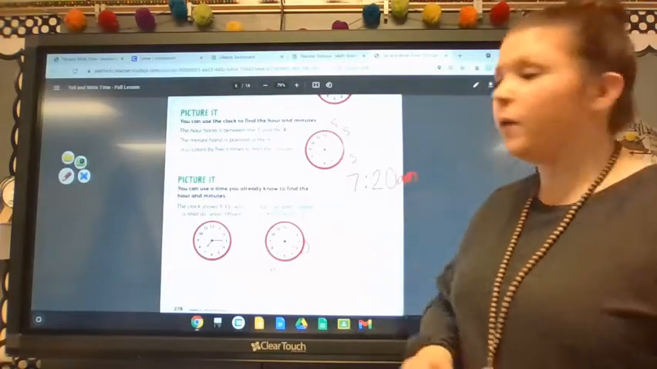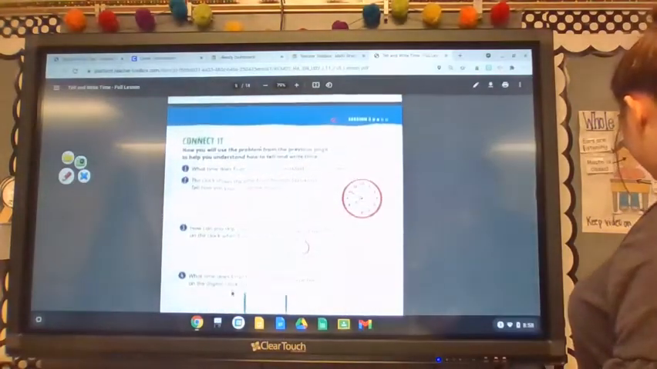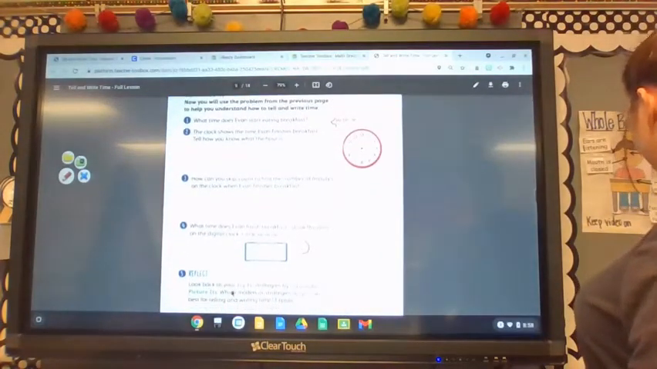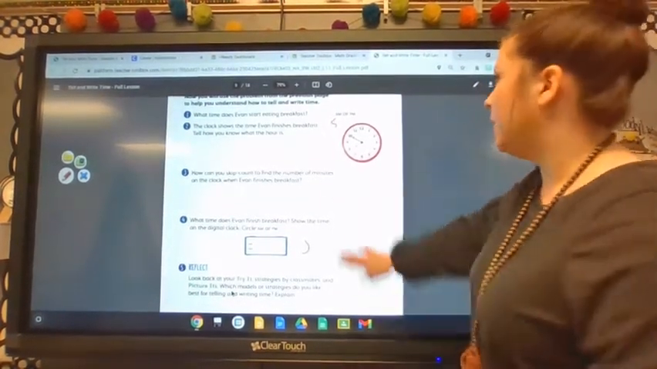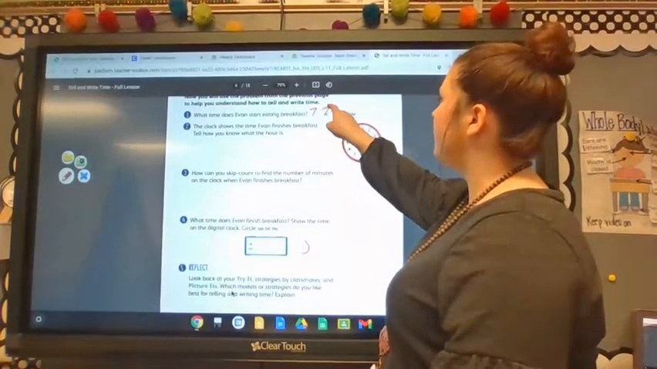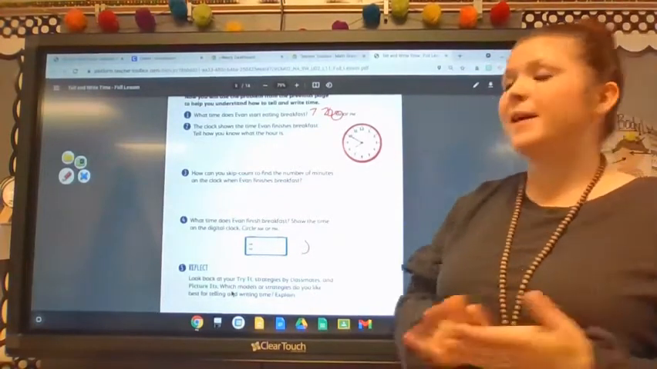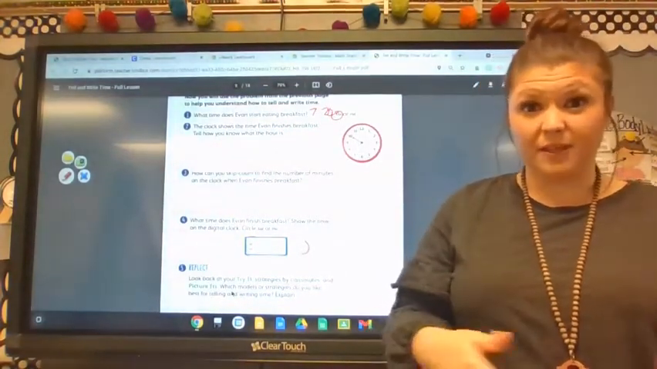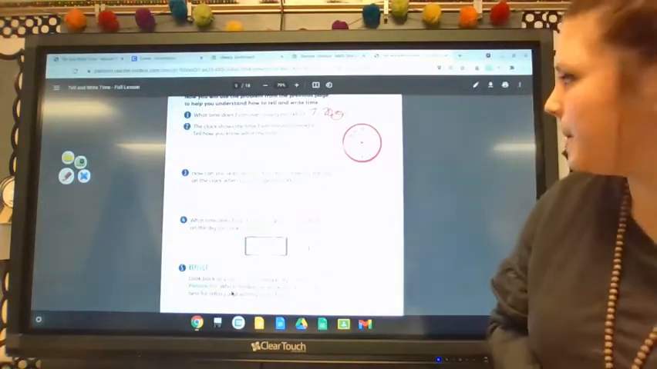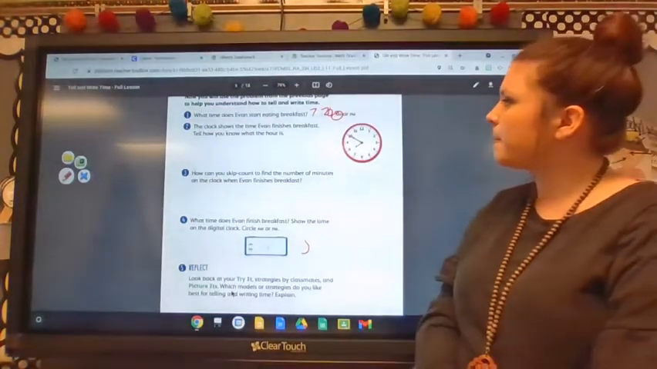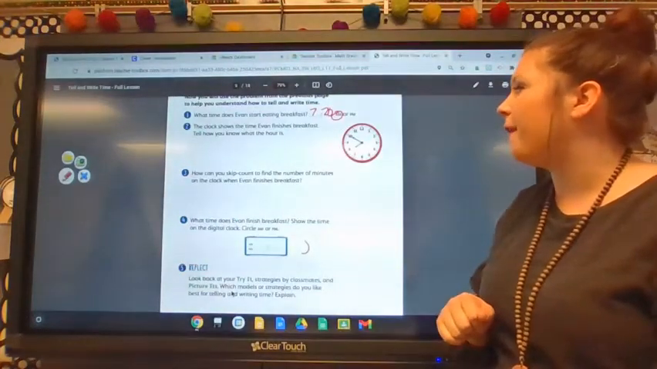All right, now we're going to go back and think about the time that these clocks show. What time does Evan start eating breakfast? We're now on page 279. He starts eating breakfast at 7:20 a.m. All right, now this clock shows what time Evan finishes breakfast. So go ahead and tell me what time Evan finishes breakfast. All right, so it wants us to look at what we know about the hour.